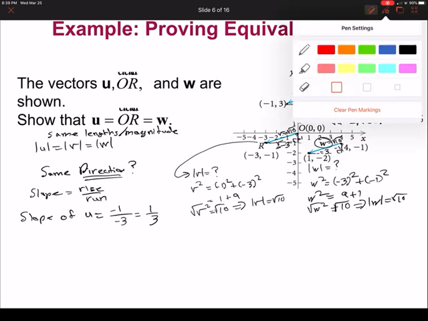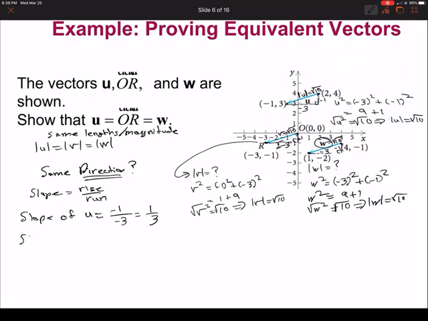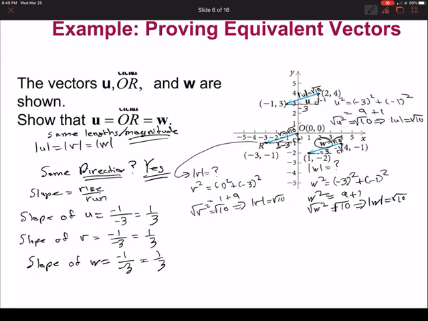What's the slope of vector v? Well, the slope of vector v, as we can see, is the same thing. Vector v, which is vector OR in our drawing, we went down 1, left 3. Our rise over a run, our slope. And of course, the slope of vector w, we went the same thing, down 1, left 3, 1/3. Again, slopes are the same, so same direction, yes. Same magnitudes, same direction. Yeah, we've got equivalent vectors: 3 vectors with the same length, same magnitude, and all 3 going the same direction.